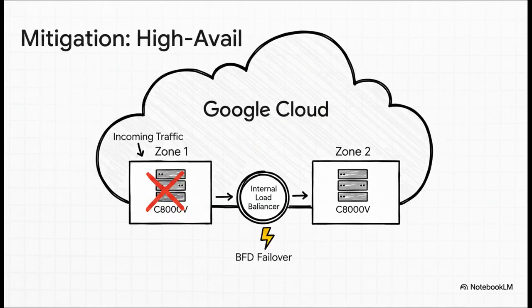The solution is a classic high availability pattern, and it works beautifully. You deploy 2 C8000V instances in different availability zones for redundancy. Then, you put a Google Cloud internal load balancer in front of them to health check both and direct traffic. And for the routing control plane, you use BFD, that's bidirectional forwarding detection, to get sub-second failover between your BGP sessions. If one router goes down, the other one takes over almost instantly.